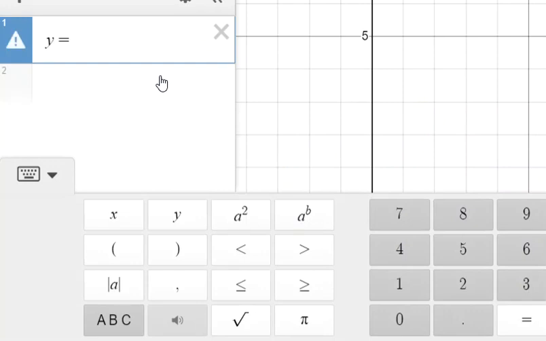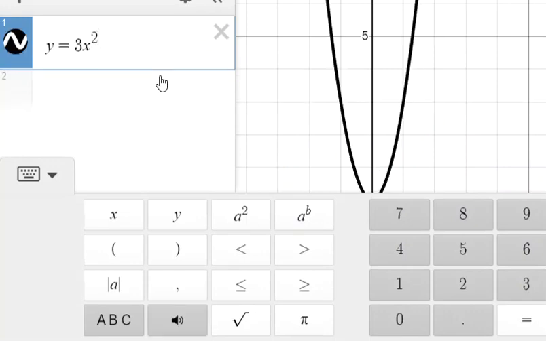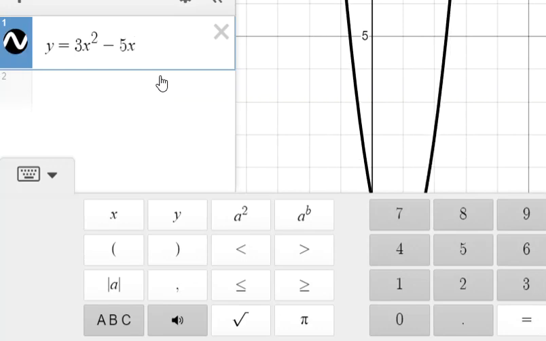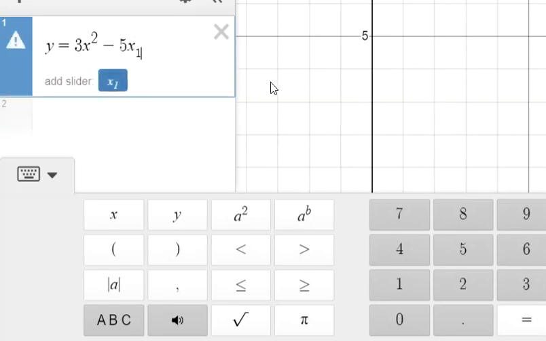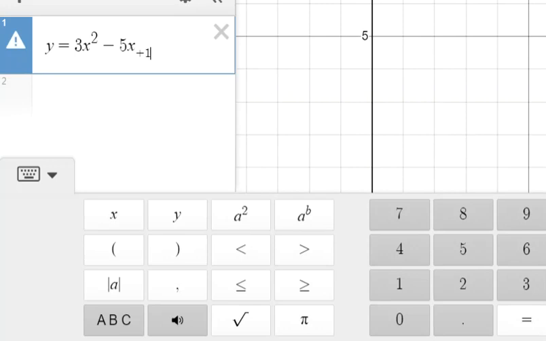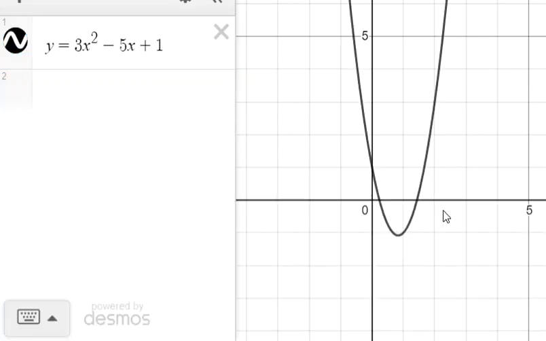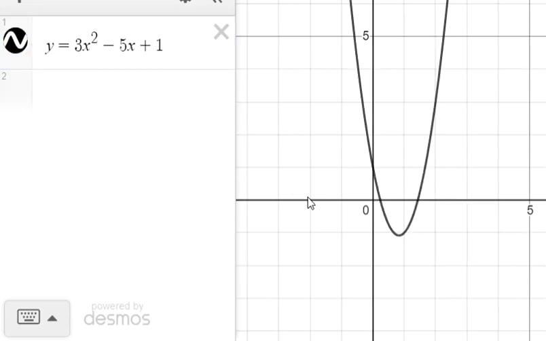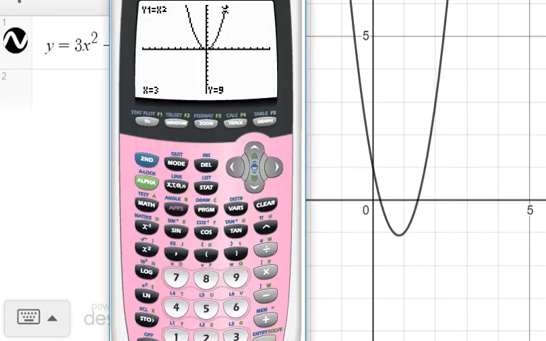So let's say 3x squared minus 5x plus 1. Yep, plus 1. There we go. If I had two x-intercepts, I can just tap right on them and it gives me the x-intercepts. Similarly, I can tap on it to find the y-intercept as well. Okay. Calculator's a little bit trickier.